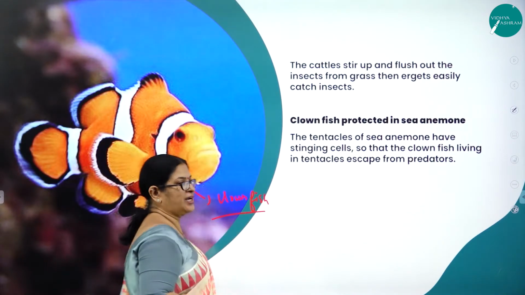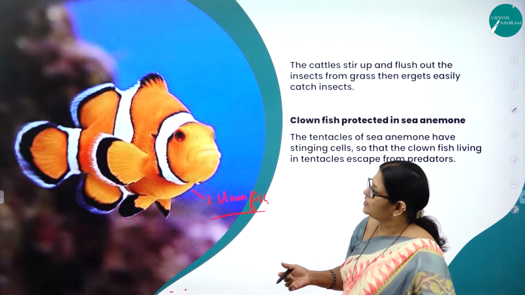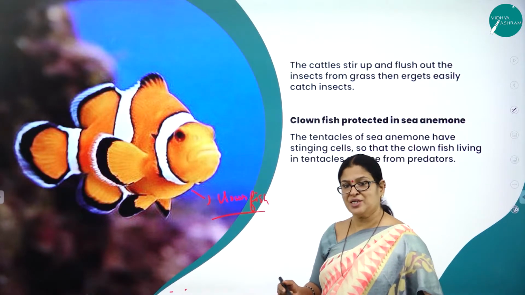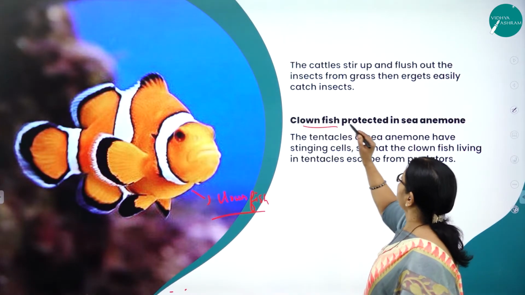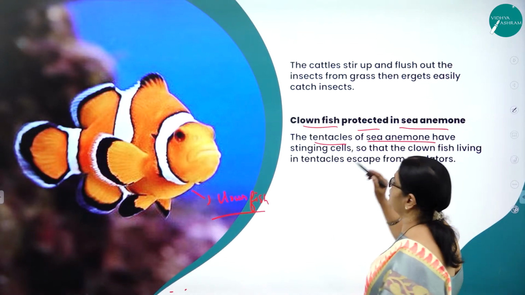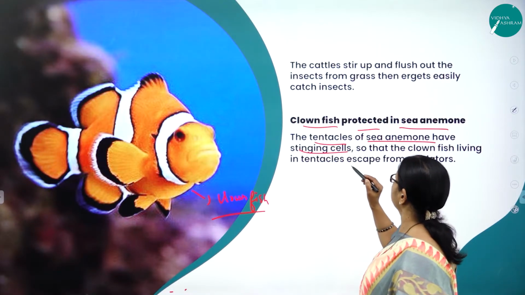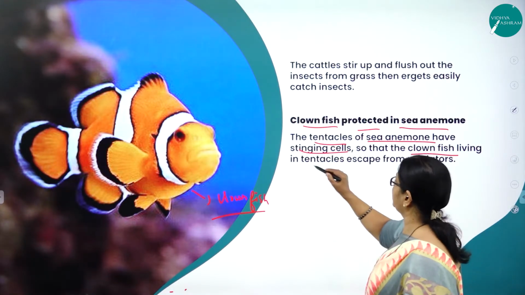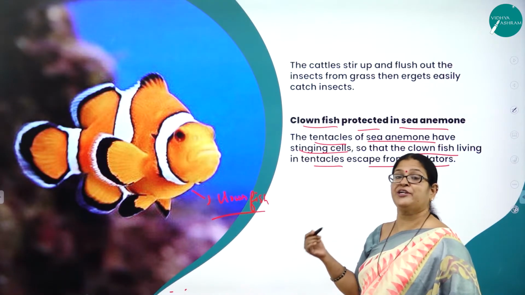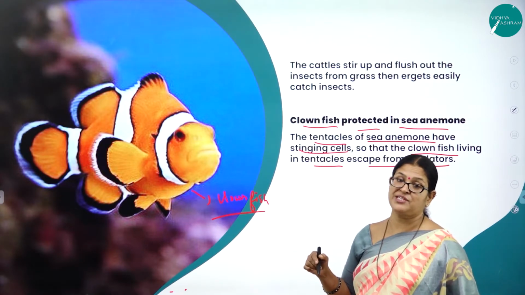Then you can see this beautiful clownfish. You know why it is called clownfish? A clown wears different colored clothes. In a similar way, here you can see how it is differently colored. Hence the name clownfish. And the clownfish is protected in sea anemone. The tentacles of sea anemone have what? Stinging cells, so that the clownfish living in the tentacles escapes from predators. See how it is trying to protect itself from the predators by hiding itself in the tentacles of sea anemone.